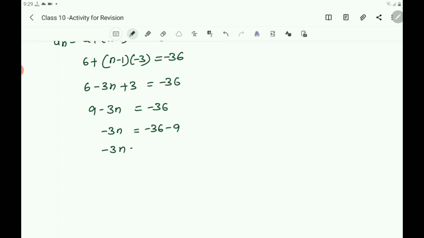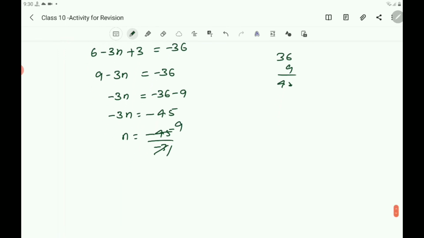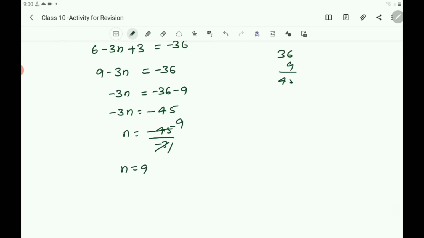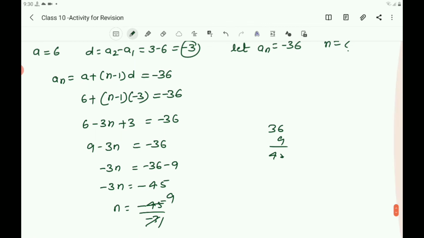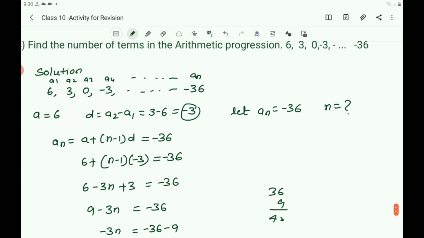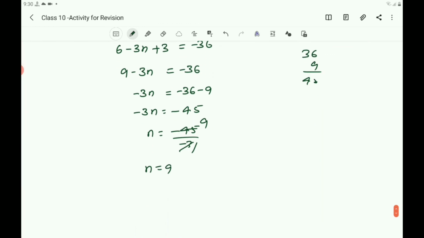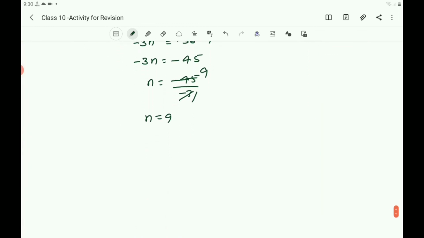So minus 3n equals the sum of these two. 36 plus 9 is 45, both having a negative sign, so the sum is also negative: minus 45. Then n equals minus 45 by minus 3, and 3 nines are 27... so it is positive, n equals 9. So how many terms are there in the given AP? In the given AP, there are 9 terms.